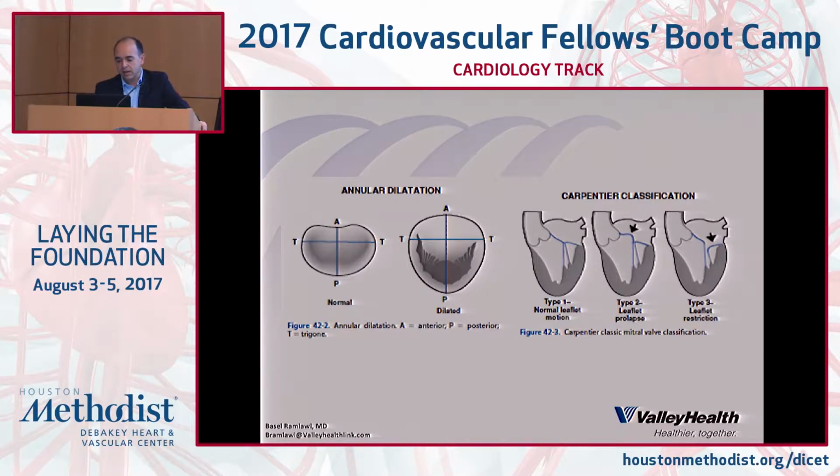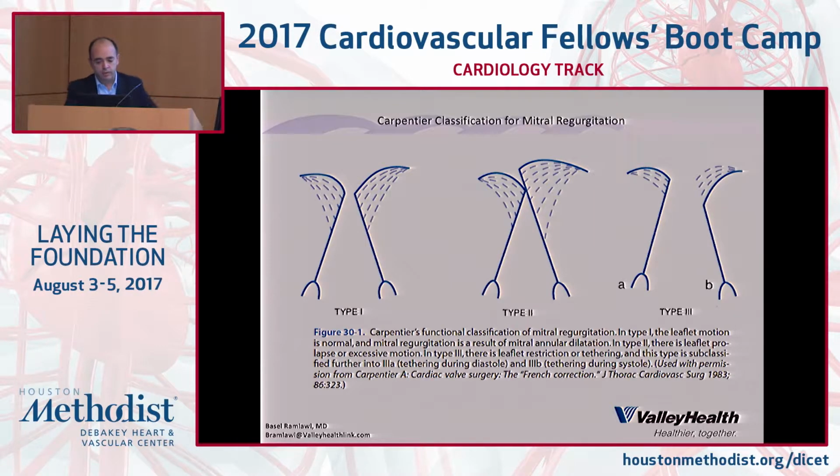You can also see that in MI patients who have tethering of one of the leaflets, for example, with the restriction in either systole or diastole, so type 3A or type 3B. And then obviously the annulus is also a common culprit in all this. As the ventricle dilates, that may cause more MR, and that causes a significant problem there.